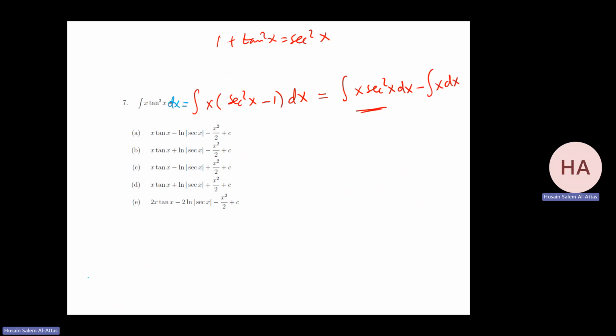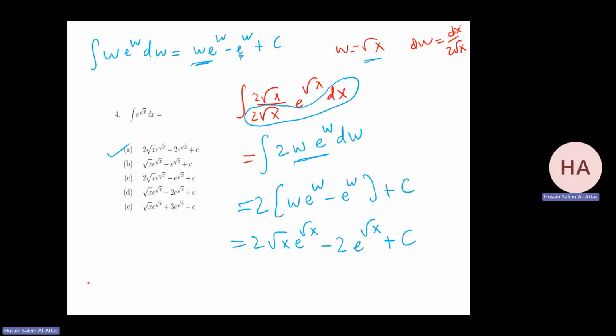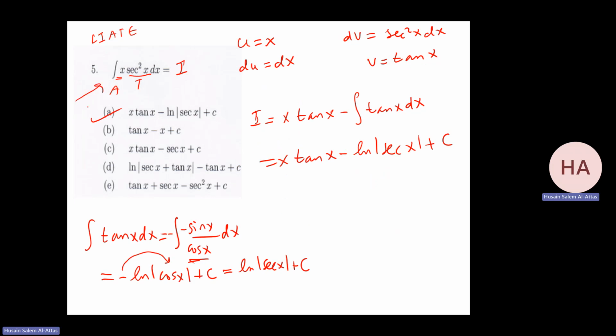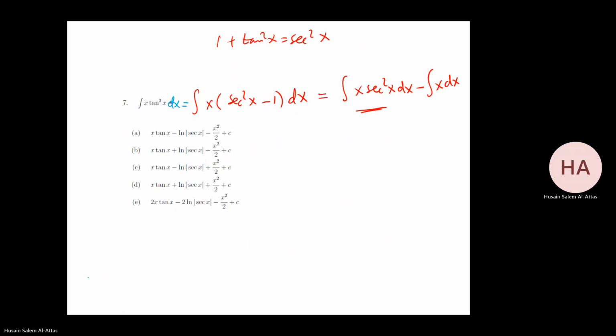So that will be the integral of x secant squared x dx minus the integral of x dx. I think I did the first one before. It's x tan x minus ln secant x. No need to do it again. This is minus x squared over 2 plus C. So this is my answer.